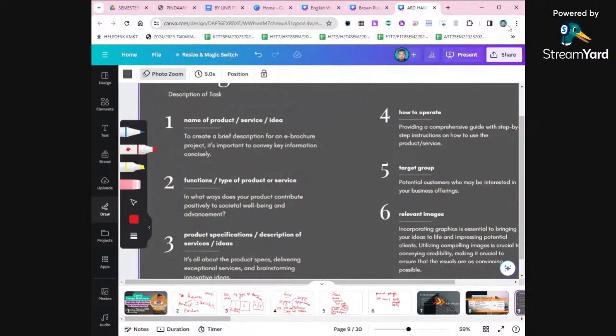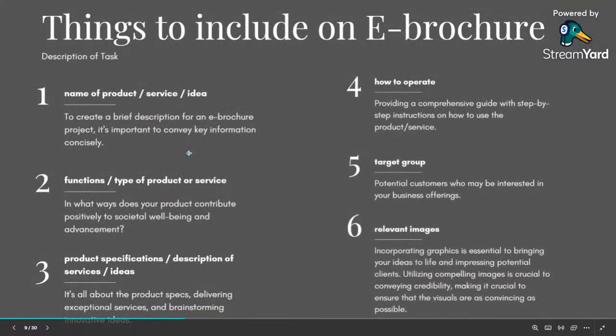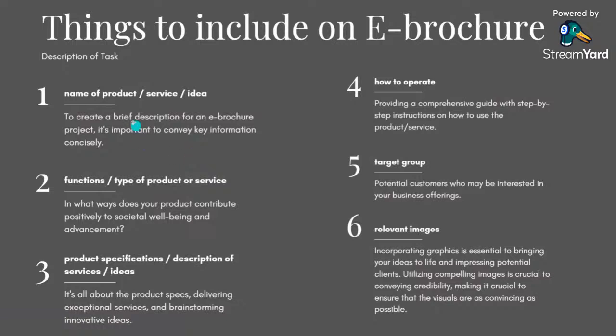To create a brief description of an e-brochure, let me enlarge the screen first. To create a brief description for an e-brochure project, it is important to convey key information concisely. That's rule number one. And then number two, you may come up with functions or types of product or service. For example, in what ways does your product contribute positively to societal well-being and advancement? That's one thing that you need to think about before you decide to come up with a business.